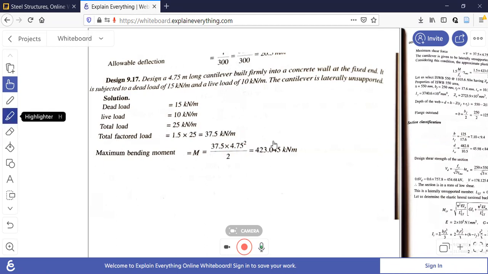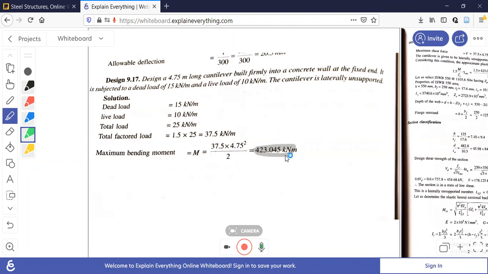So ultimately what should happen now? When you design the section, the bending strength should be more than or at least equal to this 423.045. If the bending strength is more than this, we can say it is safe. Okay. So let us go. Let us solve this one.